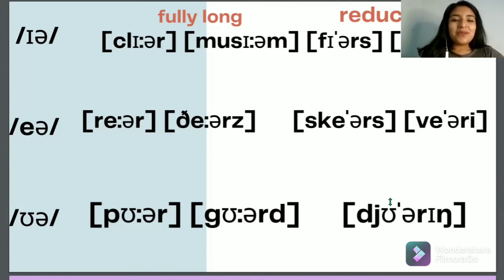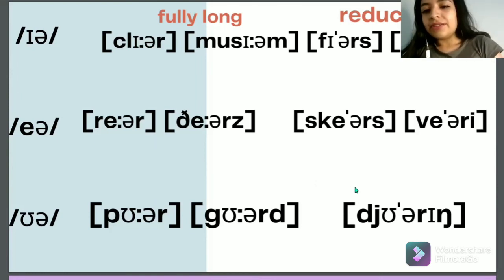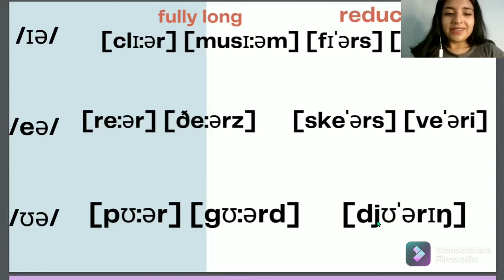And finally, for the last diphthong that is centering, we have the fully long examples pure and year, and the reduced case, during. I wish you understand these examples in an allophonic transcription and also the diacritics that show fully long, in this case meaning that the diphthong is longer than the reduced form.